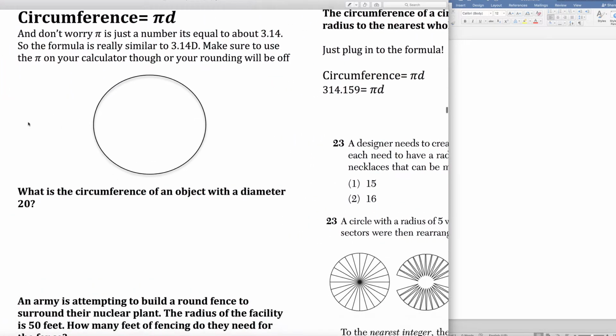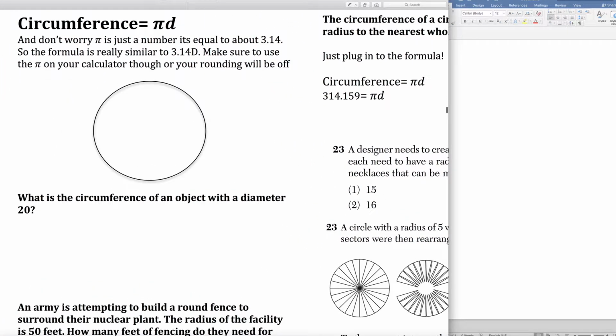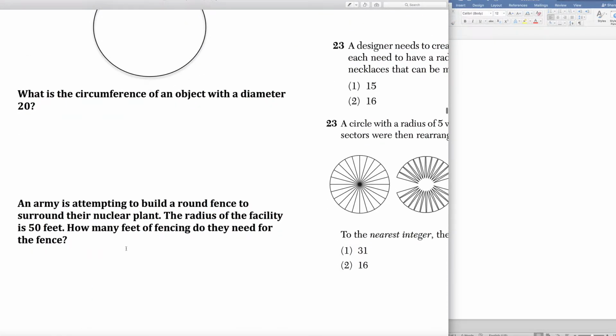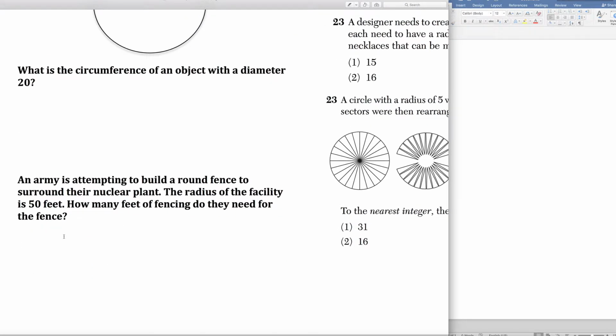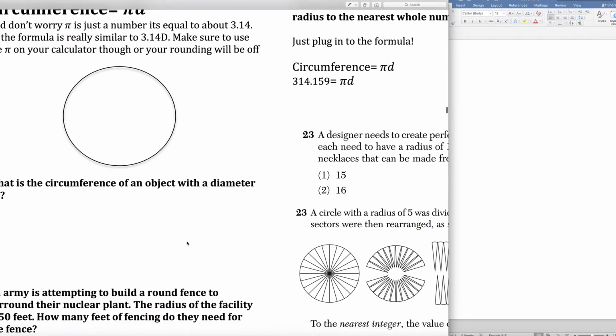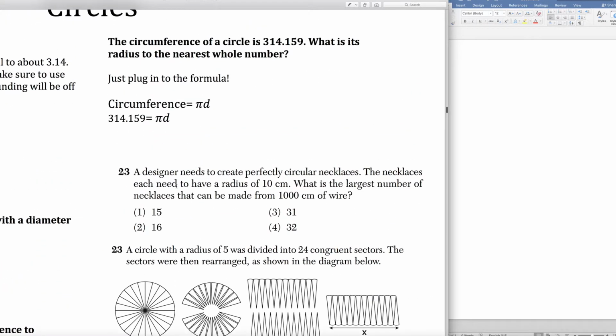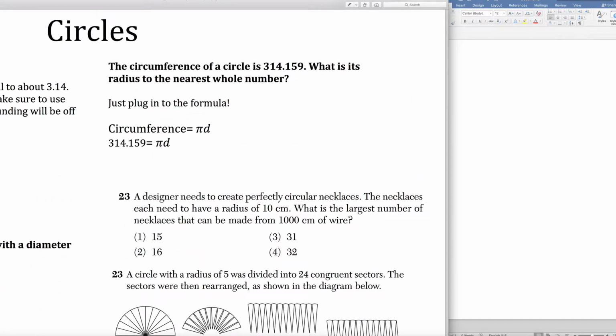So, what is the circumference of an object with diameter 20? Okay, 20 pi, right? And the radius is 50, teaching them to convert to 2 times the radius, right? That's 100. Now working backwards. The circumference is this. What is the radius? So I gave 2 tricks here first. So that this could be pi d equals 314.159.